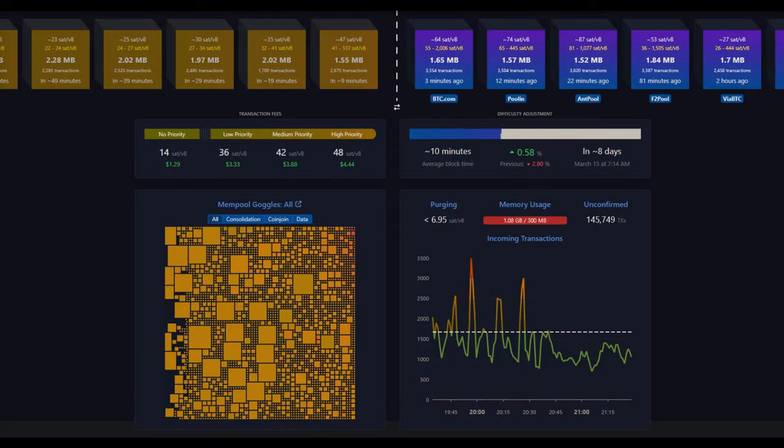So there's a nice website over here where they illustrate how the Bitcoin mempool looks like. On the right over here, we have blocks that have been already mined. Okay, and on the left over here, we see that we have the next block that's going to be mined.